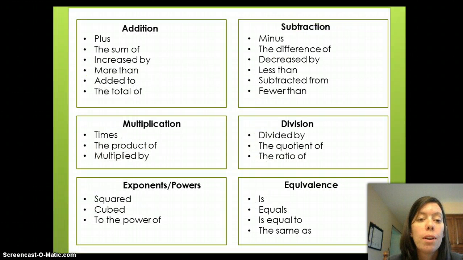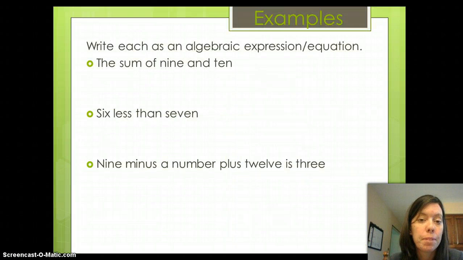This is what your answers should look like. So you can pause the video again here and check your work, make sure you have all of the words in the right boxes. And now we'll try a couple of practice problems together.